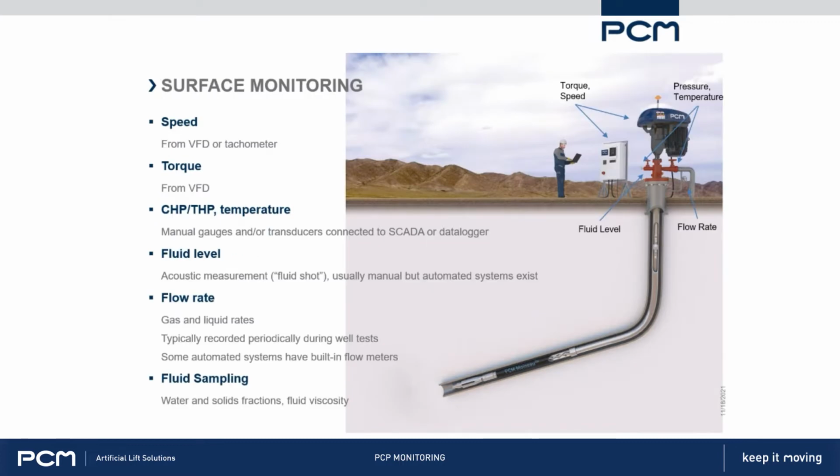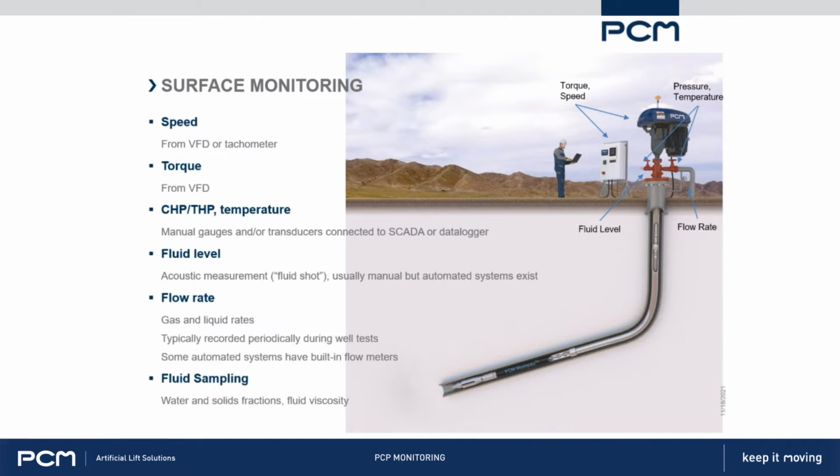So what can we measure? At surface, there's some things, and most of these are done by most people. Maybe not done automatically, or they're not recorded, but most people have most of this information. Speed, whether that comes from a readout on the VFD or from a tachometer mounted on the drive head. It should be pretty accurate. The tachometer will be a little bit more accurate than the VFD.